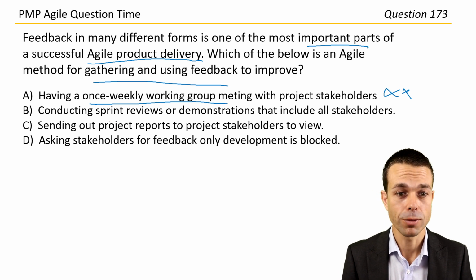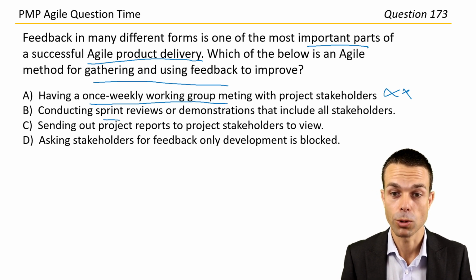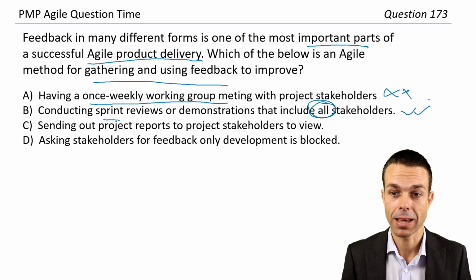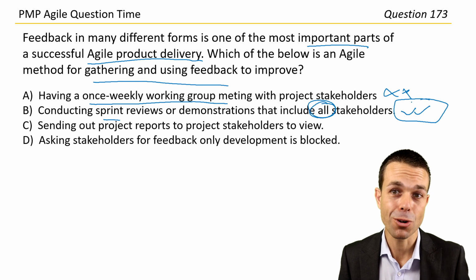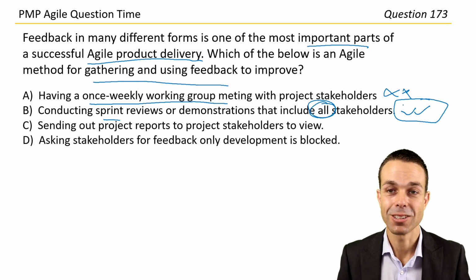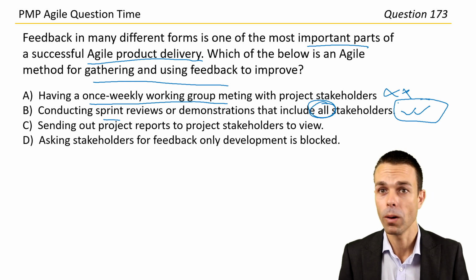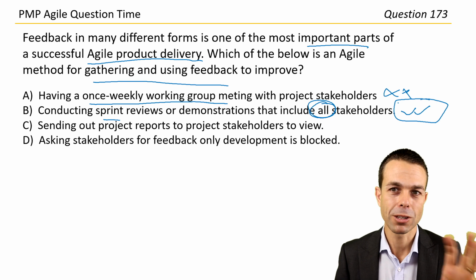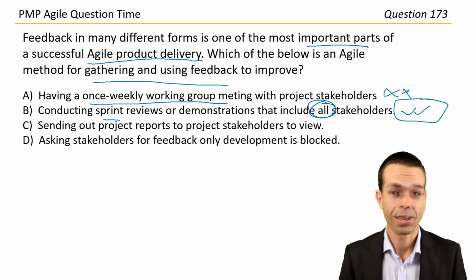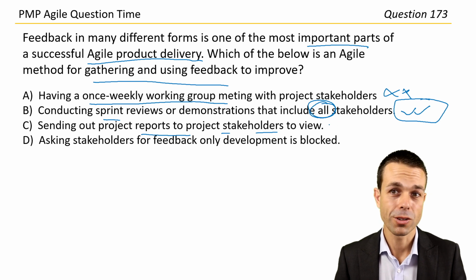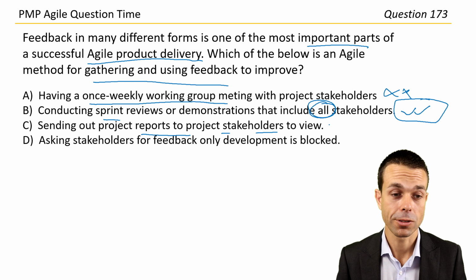Conducting sprint reviews or demonstrations that include all stakeholders. Yes, because that's gathering feedback on the working increment or the feature, and we're using it, and the stakeholders can say, oh yes, this is exactly what we wanted. Thank you very much. Or, oh, I didn't think this did, something is wrong here. So we're getting feedback. Sending out project reports to project stakeholders to view. No, I mean, that's a report, but it's not necessarily getting feedback, is it? So not that one.